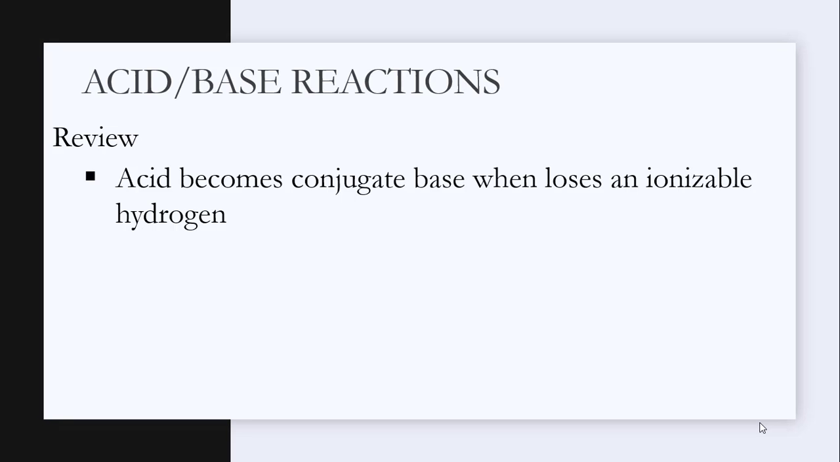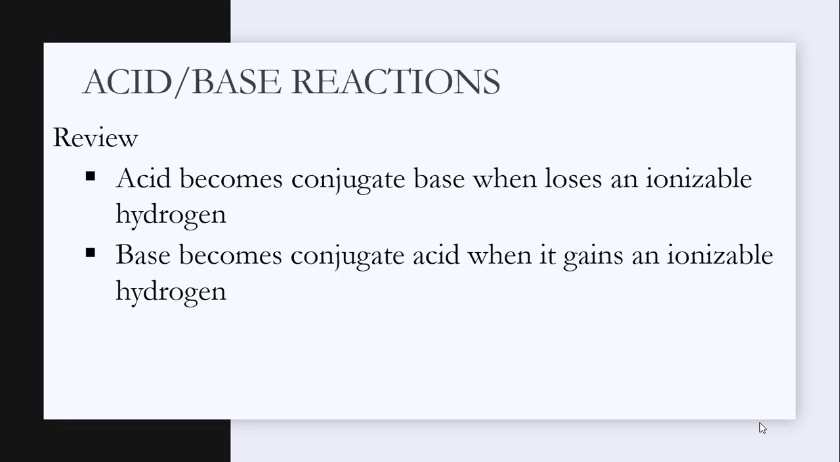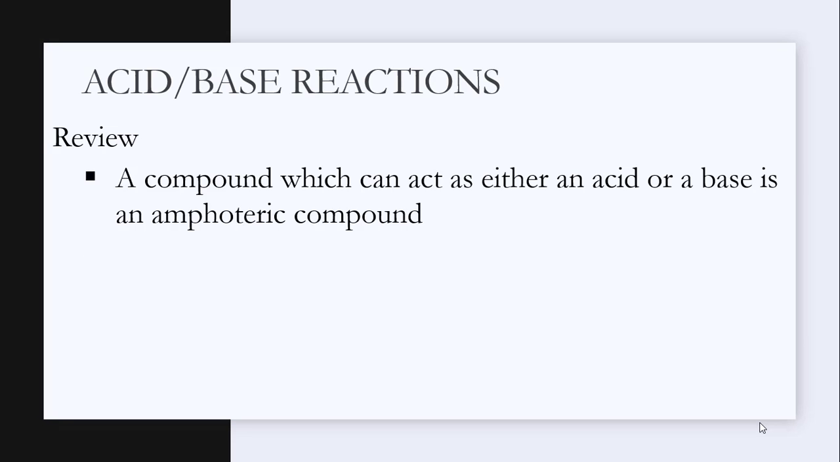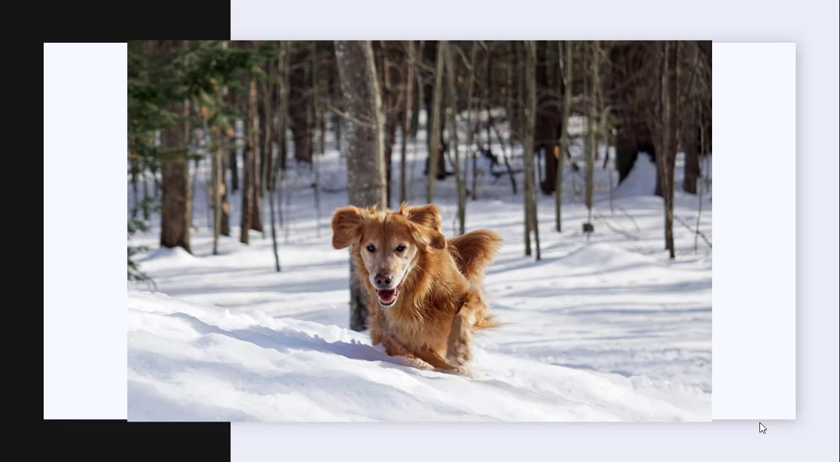When an acid loses an ionizable hydrogen, it becomes the conjugate base. When a base accepts a hydrogen, it becomes the conjugate acid. The acid and the conjugate base, or the base and the conjugate acid, are called conjugate pairs. And a compound which can act as either an acid or a base is an amphoteric compound. And don't forget, H1+, which dinosaurs like me frequently use, is the same as the hydronium ion. They are absolutely synonymous. And that's the intro to acid-base.